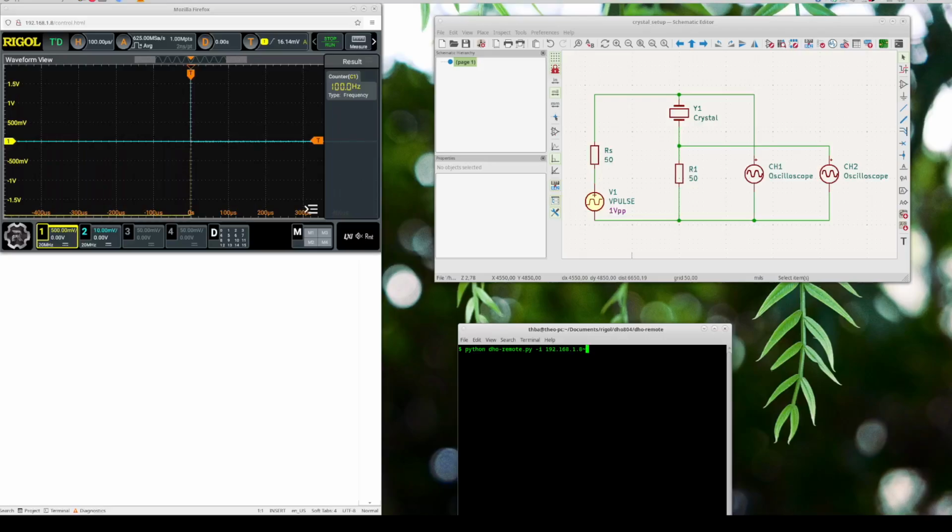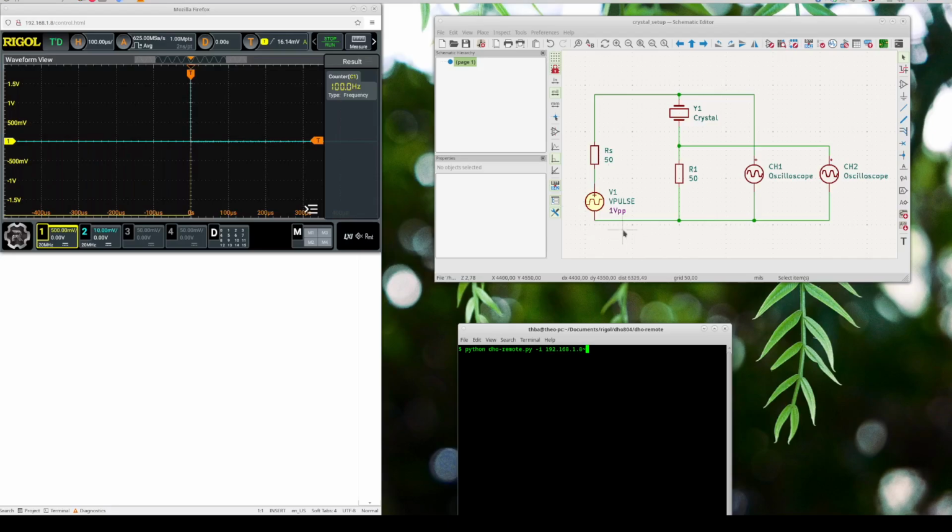Hi, this is the second video about a program that I wrote, DHO-REMOTE. The program does an impulse response Bode diagram of a DUT. So this time I would like to show you how you can measure a crystal. I started up KiCad and drew the setup instead of showing it in a picture.